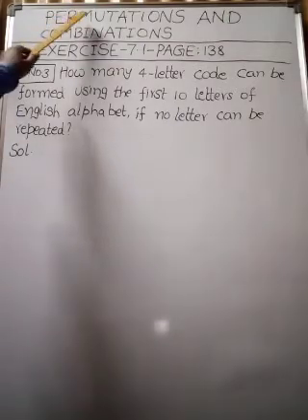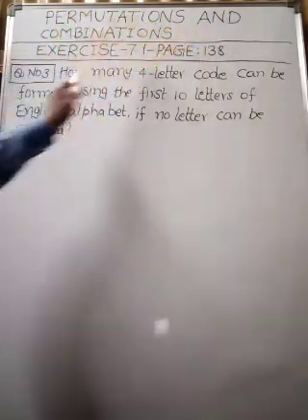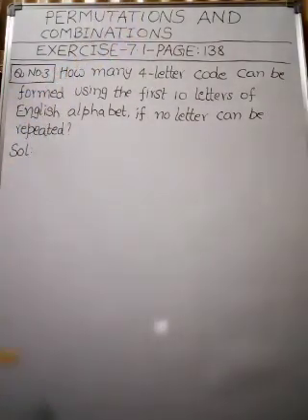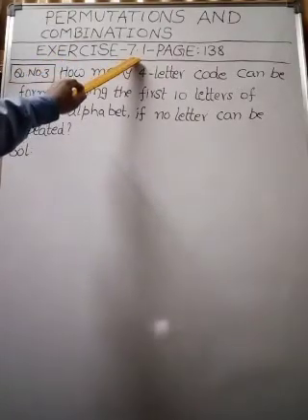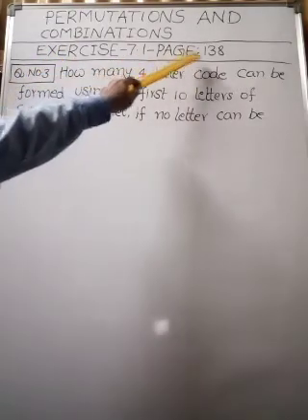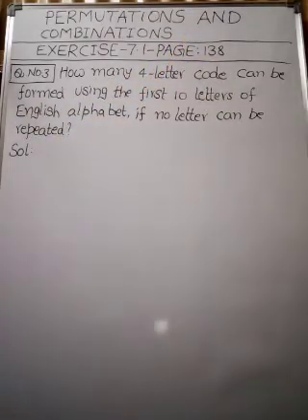Today we are going to discuss permutations and combinations. In this chapter we are going to discuss the problems in exercise 7.1, page number 138 in the textbook. In the previous class we discussed the concepts of exercise 7.1, that is the fundamental principle of counting. There are two types, namely the counting principle of multiplication and addition.